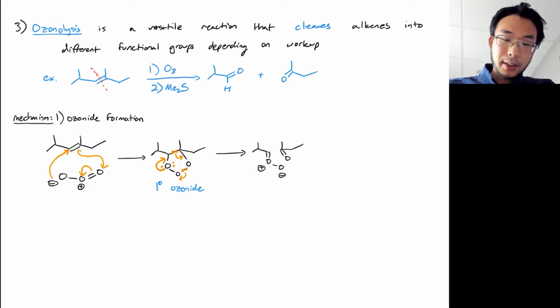One thing I want to point out here is that I wrote this going clockwise. You could also do the same process going counterclockwise, and you would end up with a different pair of what's called carbonyl and carbonyl oxide here. So either way is possible, and either way will happen.